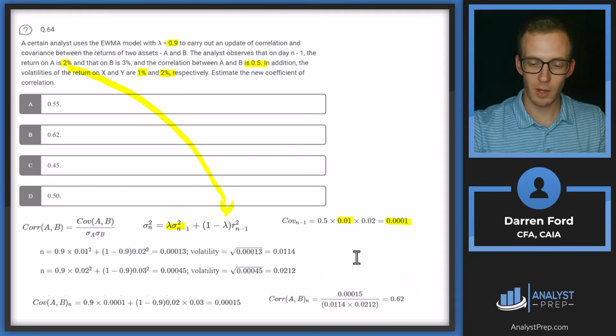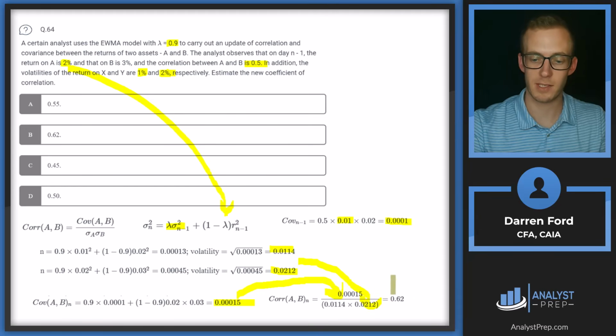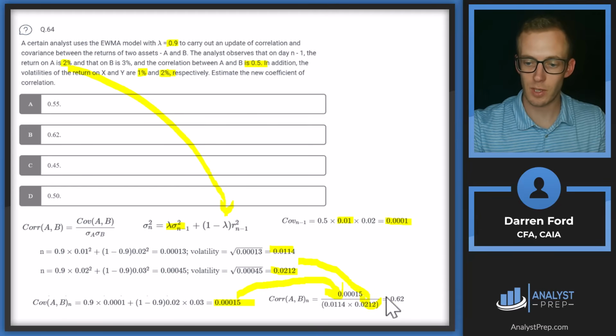So then this is going to be what gets plugged into this numerator right up here. So bringing all that home, we can see where these numbers get plugged in. We've got this here, gets plugged in right here in that numerator, and then these updated volatilities go right down in the denominator, get multiplied together, and that gives us a new correlation coefficient of 0.62. Which corresponds with answer B.